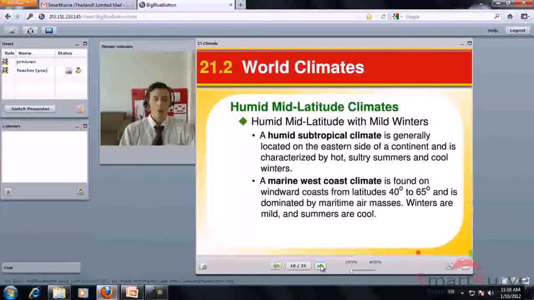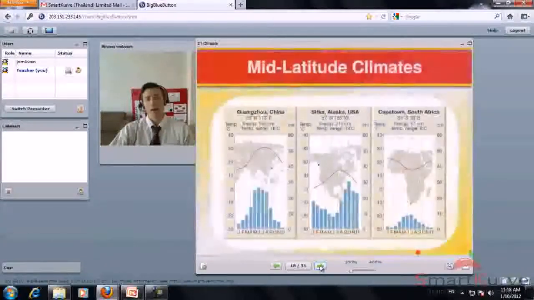A marine west coast climate is found on the windward coasts from latitudes 40 to 65 and is dominated by maritime air masses. Winters are mild and the summers are cool. So remember our picture from slide 7. That windward side, the winds come in from the west, bringing that wet, cold air. So that's the type of weather that we find on the marine west coast. And we're going to see an example of this in a couple of slides.